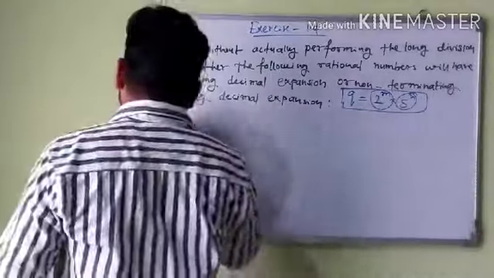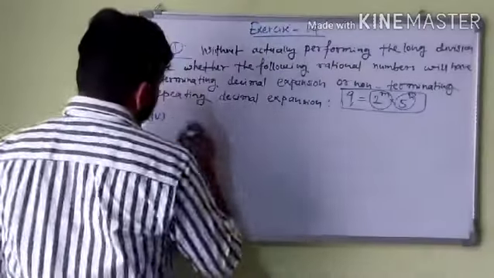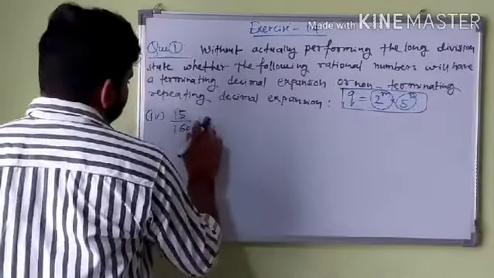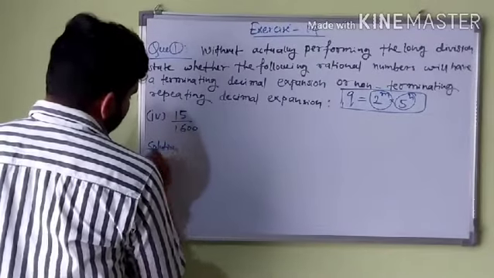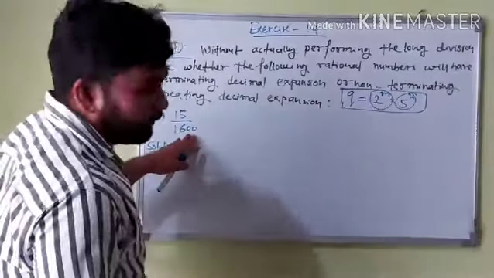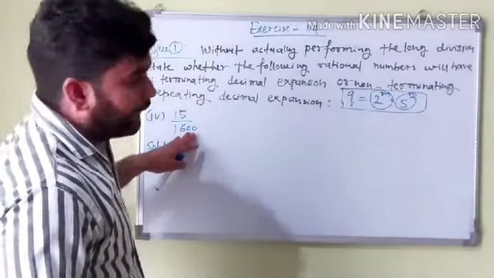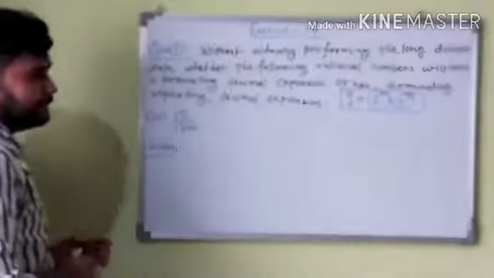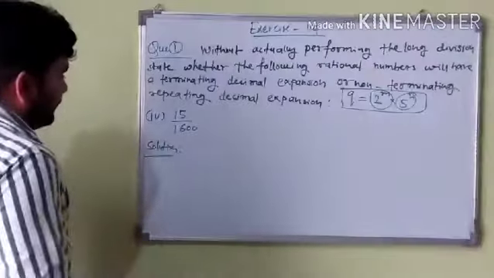Question number 4, 15 by 1600. Here there is something showing. Here 0 is written. That means we can first change both numbers into the form of prime numbers. First change it into prime factorization.